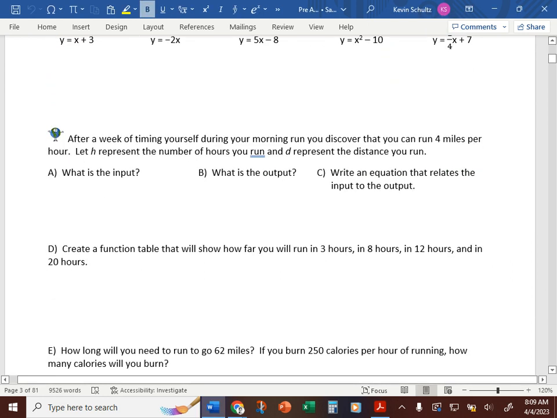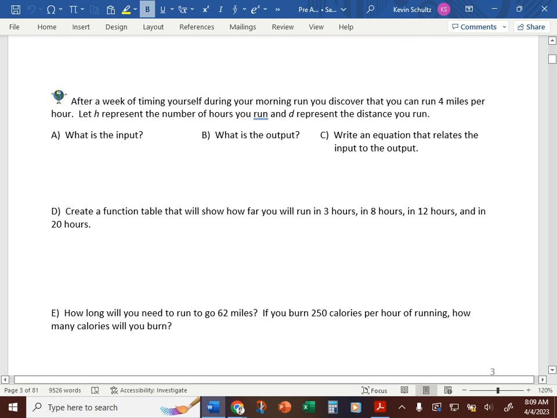This first example here says, after a week of timing yourself during your morning run, you discover you can run 4 miles per hour. Let H represent the number of hours you run, and D represent the distance that you run. I'm asking for what is the input, what is the output, and then to write an equation that relates the input to the output. Now remember, what does the input do?